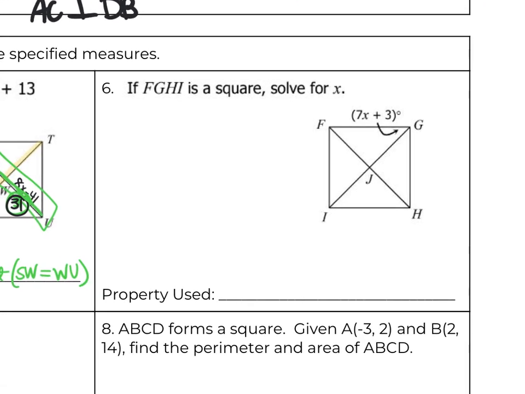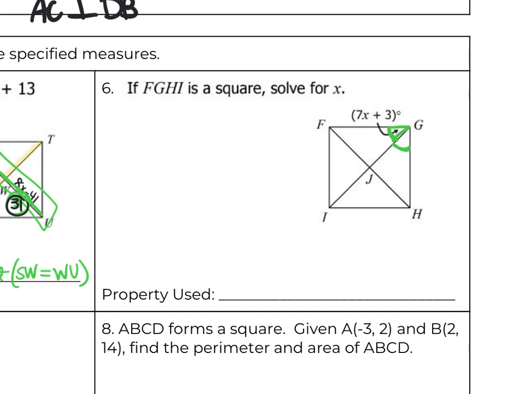All right, if FGHI is a square, solve for x. Okay, they did not give you very much here, but that's really all they have to give us because there are so many parts of a square that are congruent. A lot of times I can just copy those over. So in this case, I have this little angle here, and that one is going to be congruent to this one.